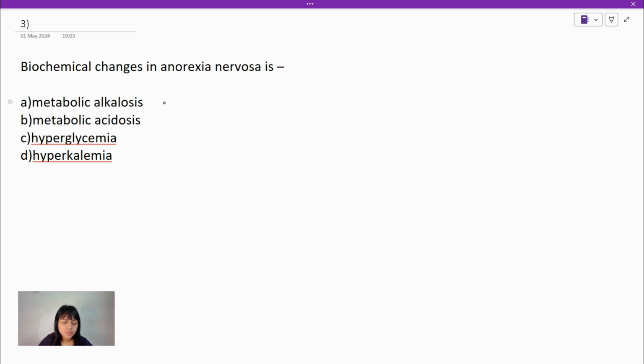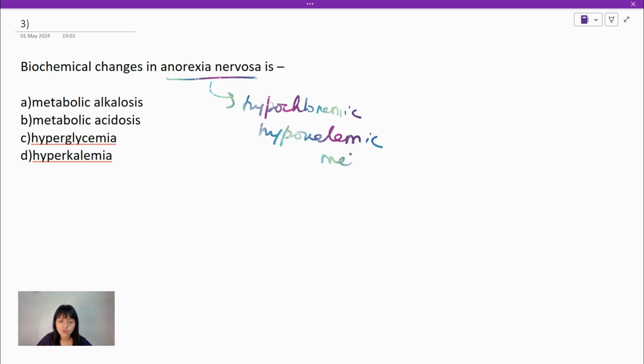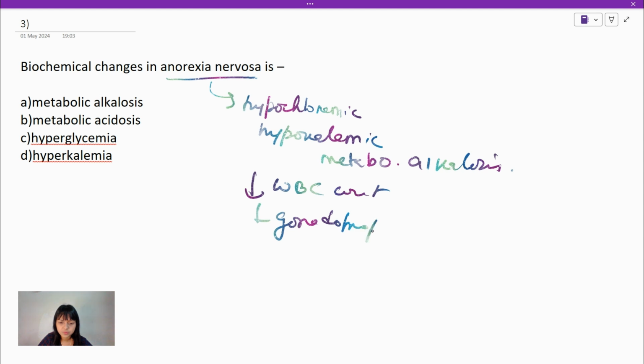So you see the options may be appearing to you a bit confusing: metabolic alkalosis, metabolic acidosis, hyperglycemia, hyperkalemia. So in anorexia nervosa, what happens is there is hypochloremic, hypokalemic, metabolic alkalosis. Okay, and along with that you tend to get a low WBC count. Okay, low gonadotropin levels. Okay, so here the option is option A, metabolic alkalosis.